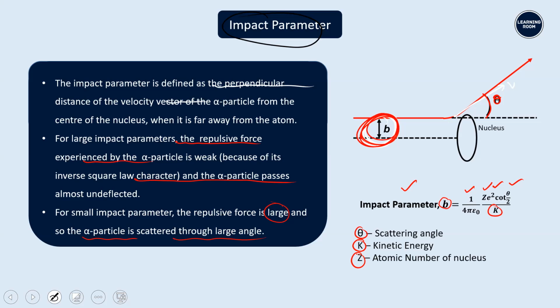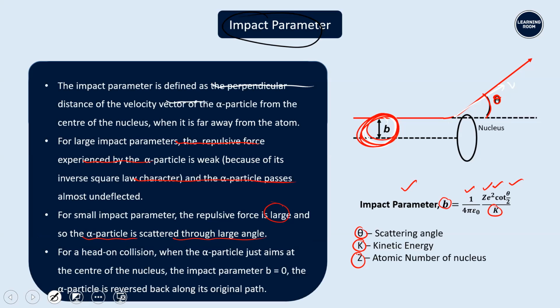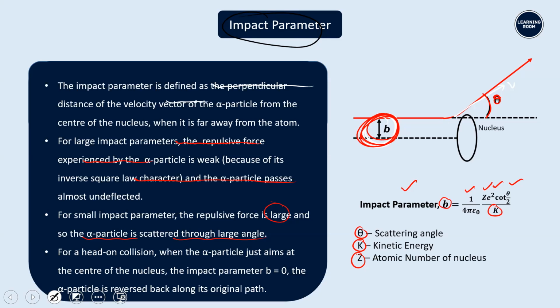So we have seen how Rutherford's experiment was performed, then the concept of distance of closest approach, then impact parameter. The last point you can make a note of: for a head-on collision, when the alpha particle just aims at the center of the nucleus, the impact parameter is 0. The alpha particle is reversed back along its original path. As we discussed, the smaller the impact parameter, the more is the repulsion. So when it is 0, we have the maximum repulsion.